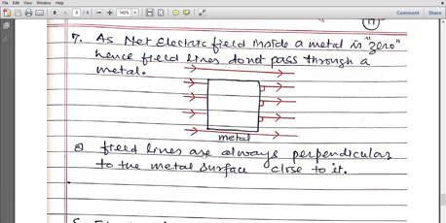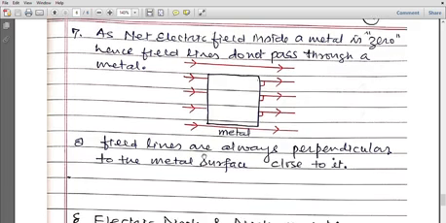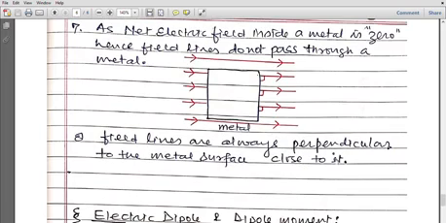And the last and the simplest property: field lines are always perpendicular to the metal surface close to it. Okay, near the metal surface, the field lines are always perpendicular to it.